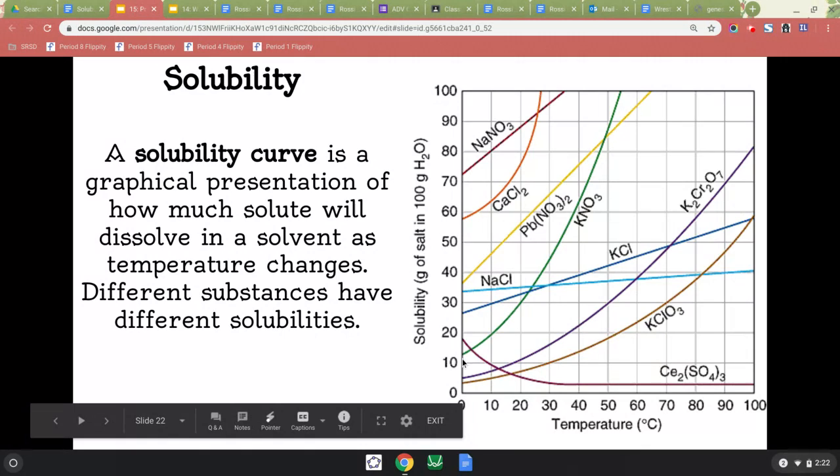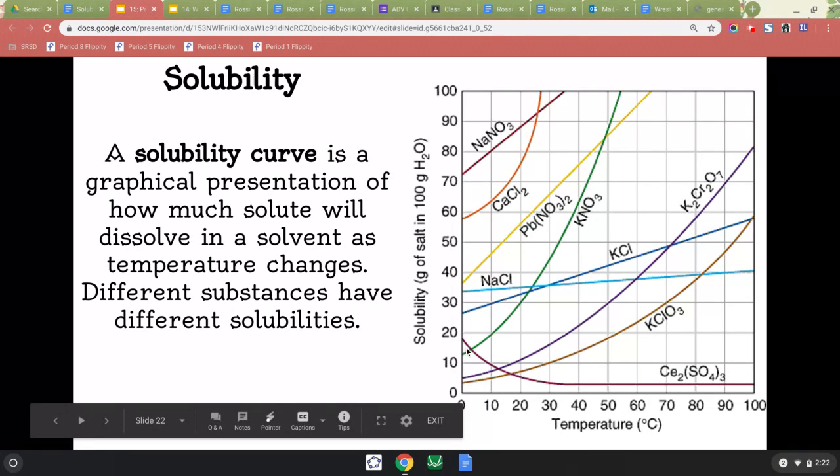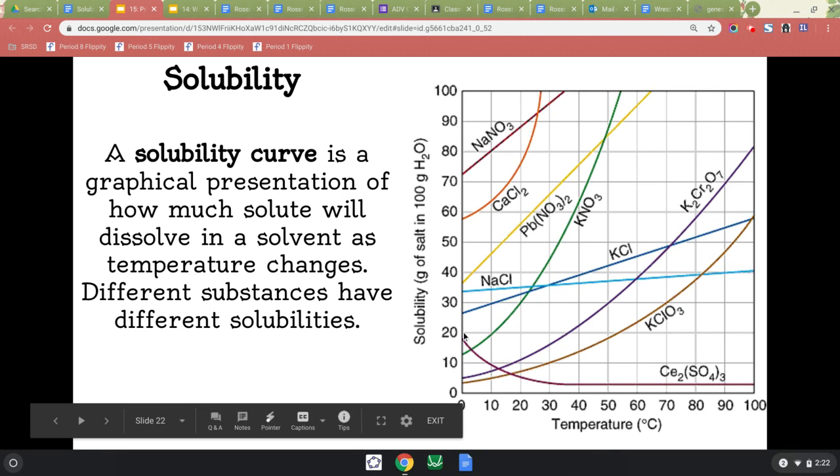And then we have this one down here, our cesium sulfate, that has one that goes down. So this means that as temperature increases, this substance actually gets less soluble. And the reason for that would be because it's probably a gas. So as you're heating it up, rather than these that are probably all solids, and as they heat up, those molecules and particles start to move faster and spread further apart, it's already a gas, so they're moving faster, faster, faster. They don't want to stay in solution and they escape, which is why we see it flatten out too.